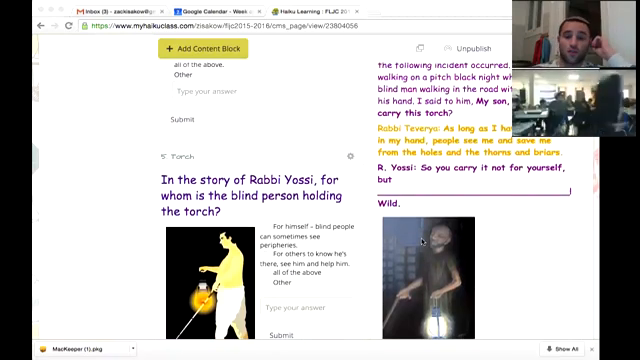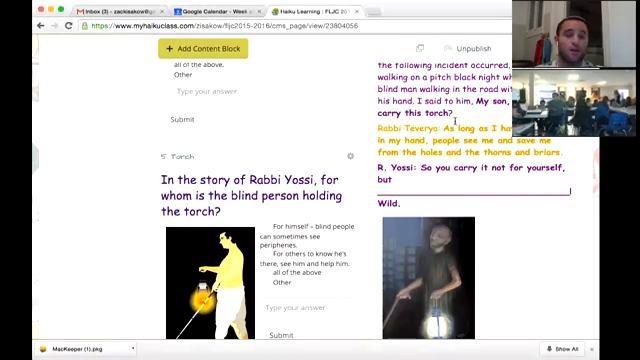So for the sake of time, I just want to point out here where he says, "As long as I have this torch in my hand, people see me and save me from the holes and the thorns." Meaning, he holds it not for himself, but so that others can help him.